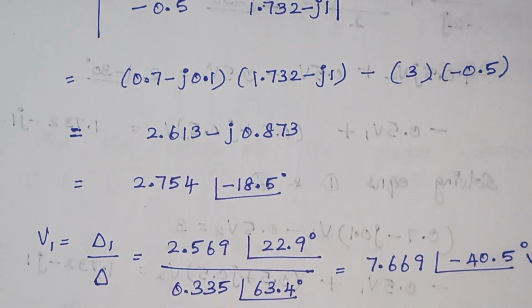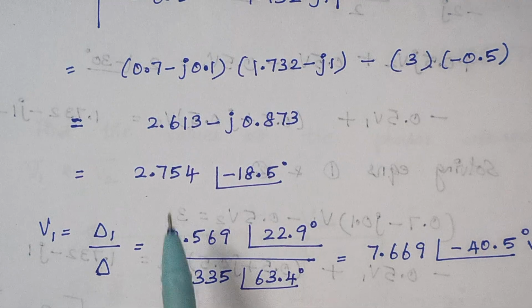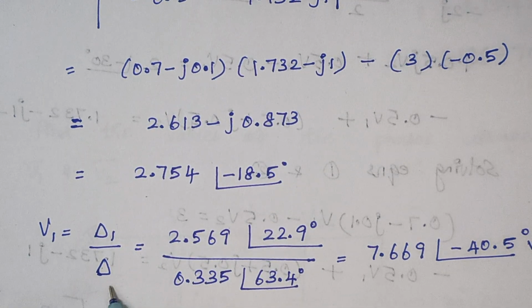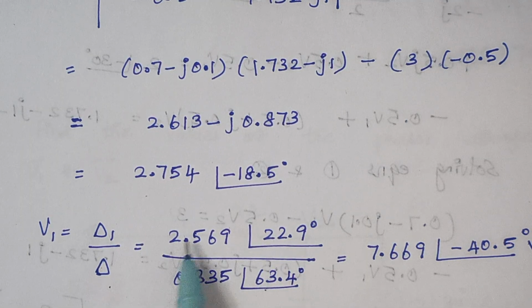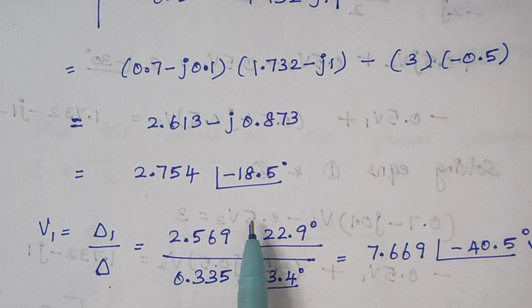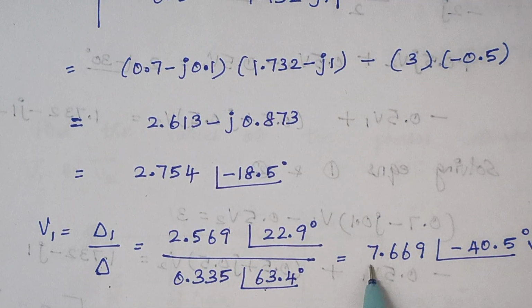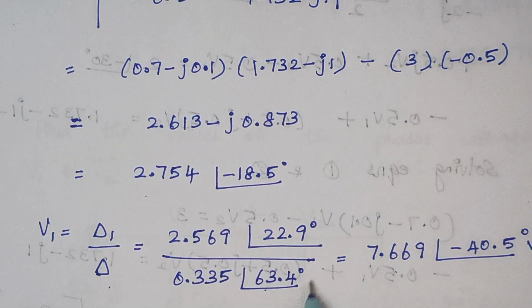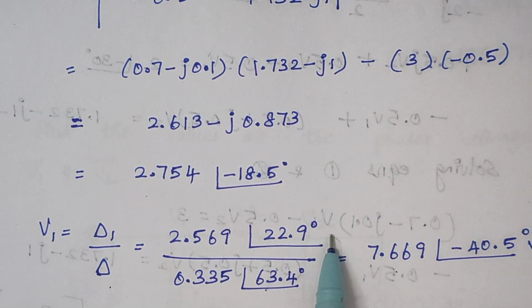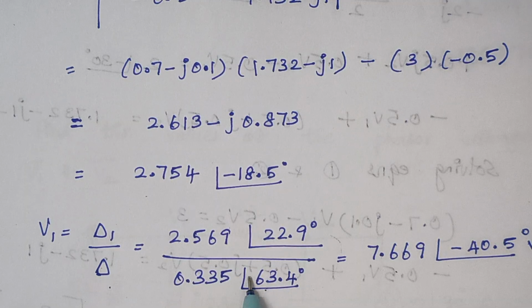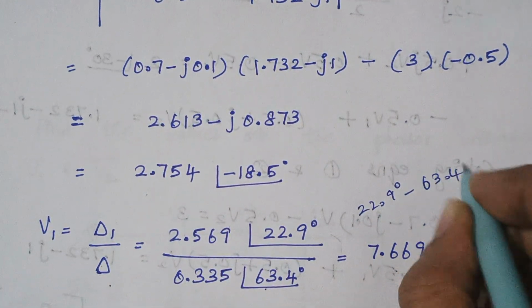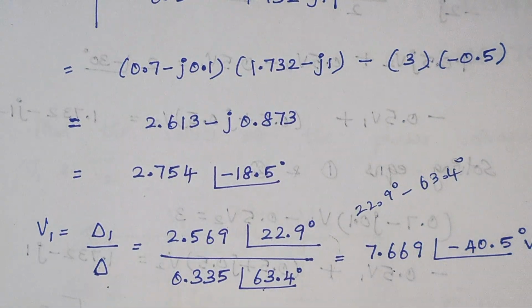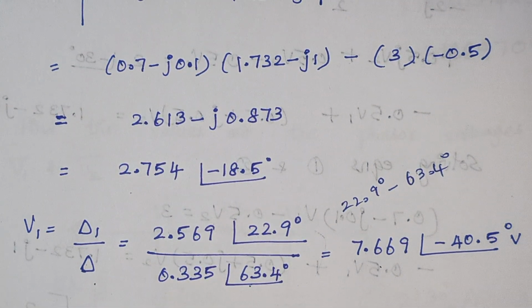Now the value of V1 is nothing but del 1 by del. We know the value of del 1 as well as the value of del, so just substitute the values here. You can divide this number 2.569 by 0.335. This gives the answer as 7.669. And when you move this 63.4 to the numerator side, here it is with a plus sign, right? There it becomes a minus sign. So 22.9 degrees minus 63.4 degrees gives the answer as minus 40.5 degrees volt. Right, this is your V1.